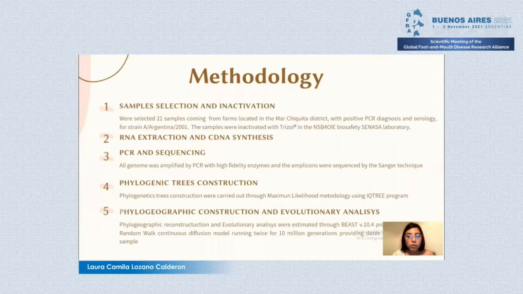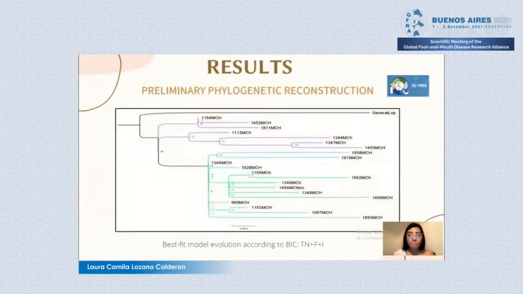We also estimated the evolution models and built phylogenetic trees. These phylogenetic trees were built through maximum likelihood using the IQ-TREE program. And finally, the evolutionary analysis and phylogeographic reconstruction were carried out through these programs. We visualized the runs using Tracer, and the transmission routes were shown on the map using SPREAD and Google Earth.